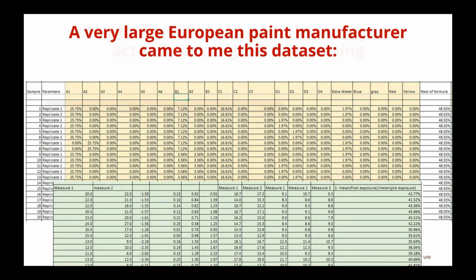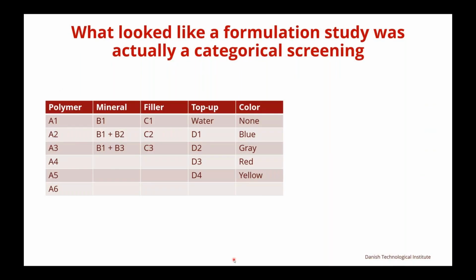So just to provide you a bit of an overview, this is actually exactly like the first case in that there were 5 different factors that were varied. They were treated as categories where you had a number of options within each. But they were all at fixed ratios. So the total amount of polymer was always the same. The total amount of mineral was always the same, and so on. And this all added up to 100%.